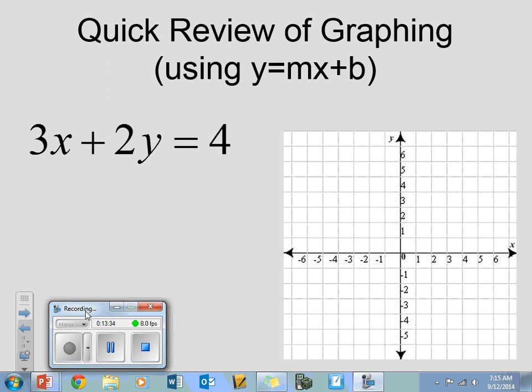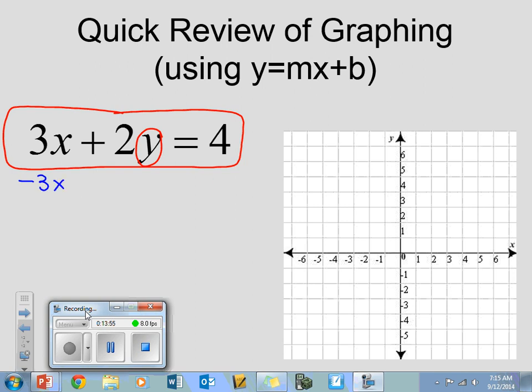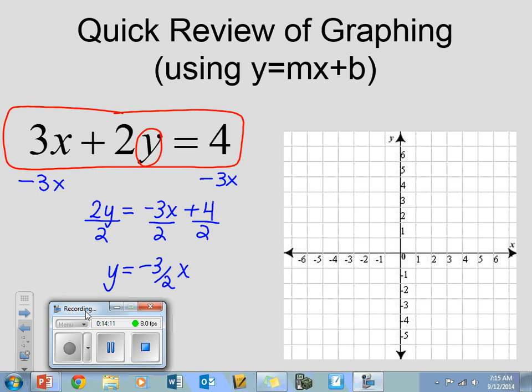When I look at this equation, it is not graph ready, not quick graph ready anyway. And I like to graph using y equals mx plus b. So what we're going to have to do is solve for y, just like we did in our literal equations last week. So the first step would be to subtract 3x. And I get 2y equals 4 minus 3x, or negative 3x plus 4. It can be written either way. I'm going to divide both sides by 2. And I get y equals negative 3 over 2 x plus 2.